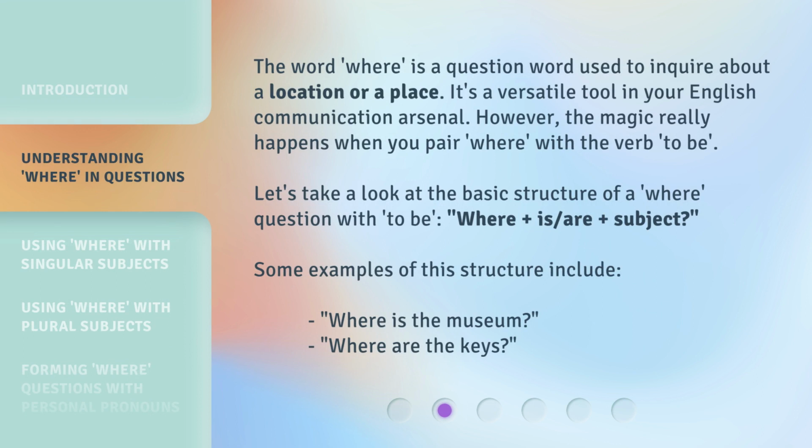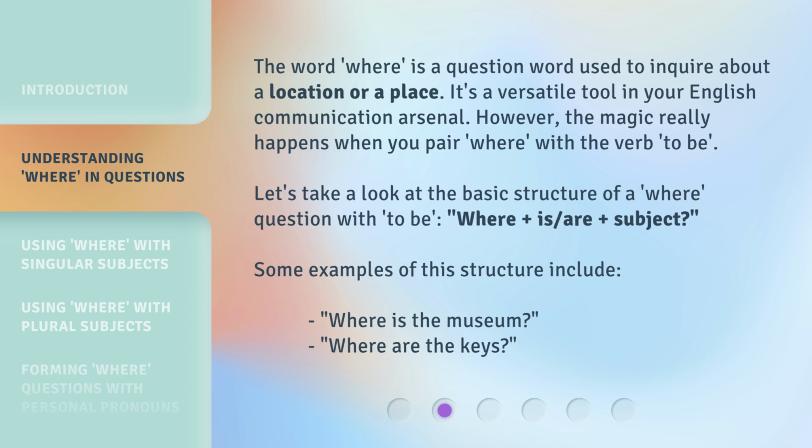The word where is a question word used to inquire about a location or a place. It's a versatile tool in your English communication arsenal. However, the magic really happens when you pair where with the verb to be.